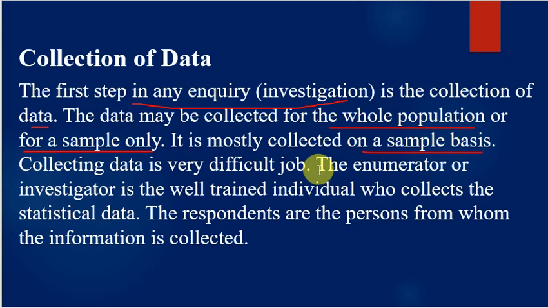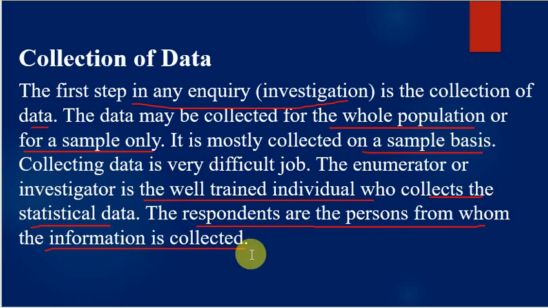Here, the enumerator or investigator is a well-trained individual who collects the statistical data. The respondent is the person from whom the information is collected. So there are three important people: the enumerator, who collects the data; the respondent, who ultimately gives the information; and the investigator, who plans and prepares the questionnaire. These three are very important. The investigator gives training to the enumerator, and the well-trained enumerator goes and collects the information from the respondent. This is how data collection takes place. So what are the types of data?